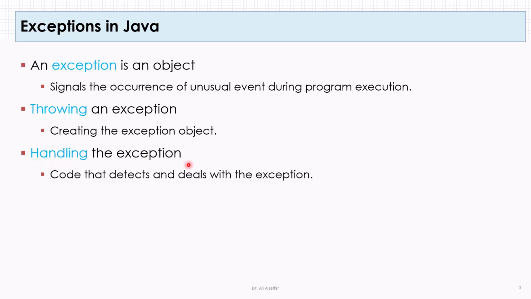So what is handling the exception? It is the code that detects and deals with the exception. So this is a summary of exceptions in Java. An exception is an object. To create it, we throw an exception. And to handle the exception, we write the code to deal with the exception.